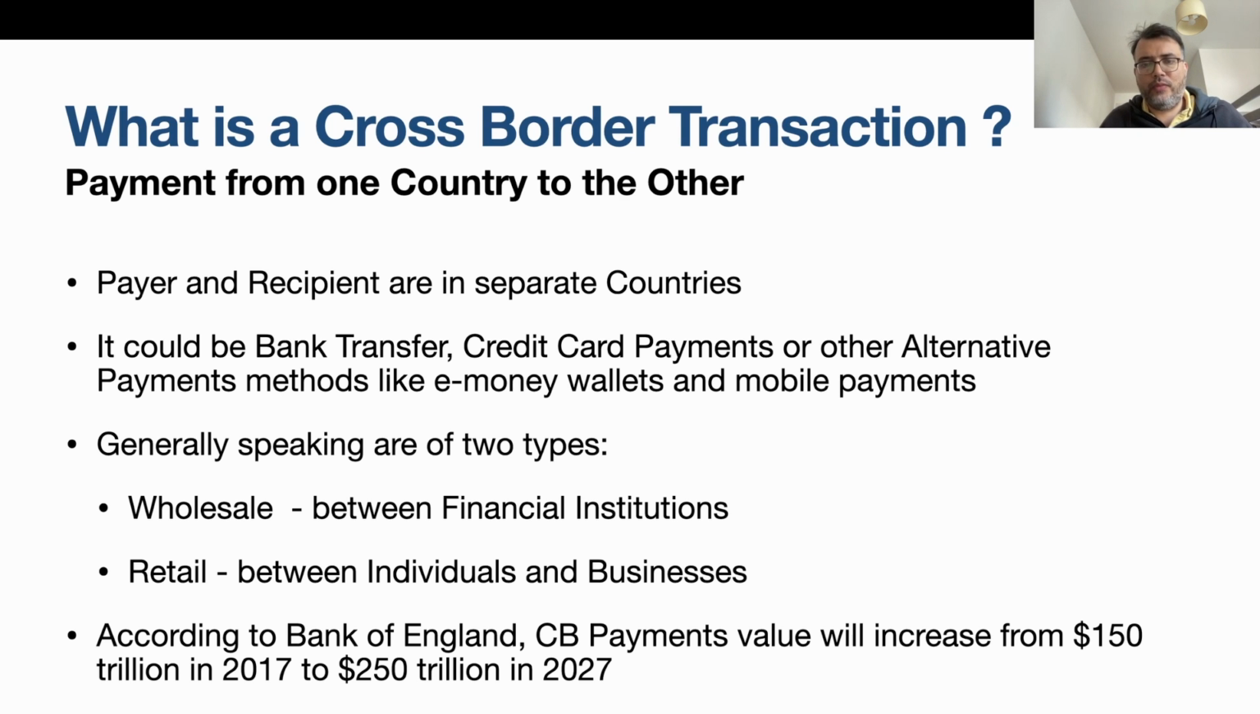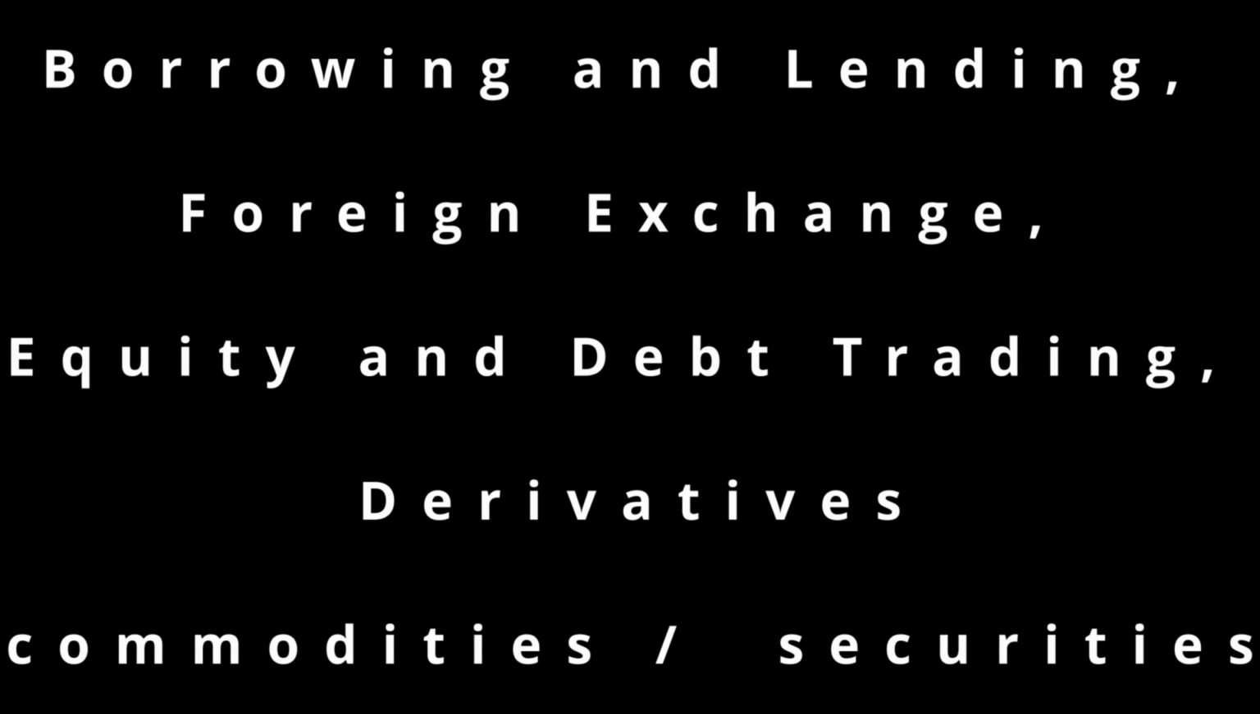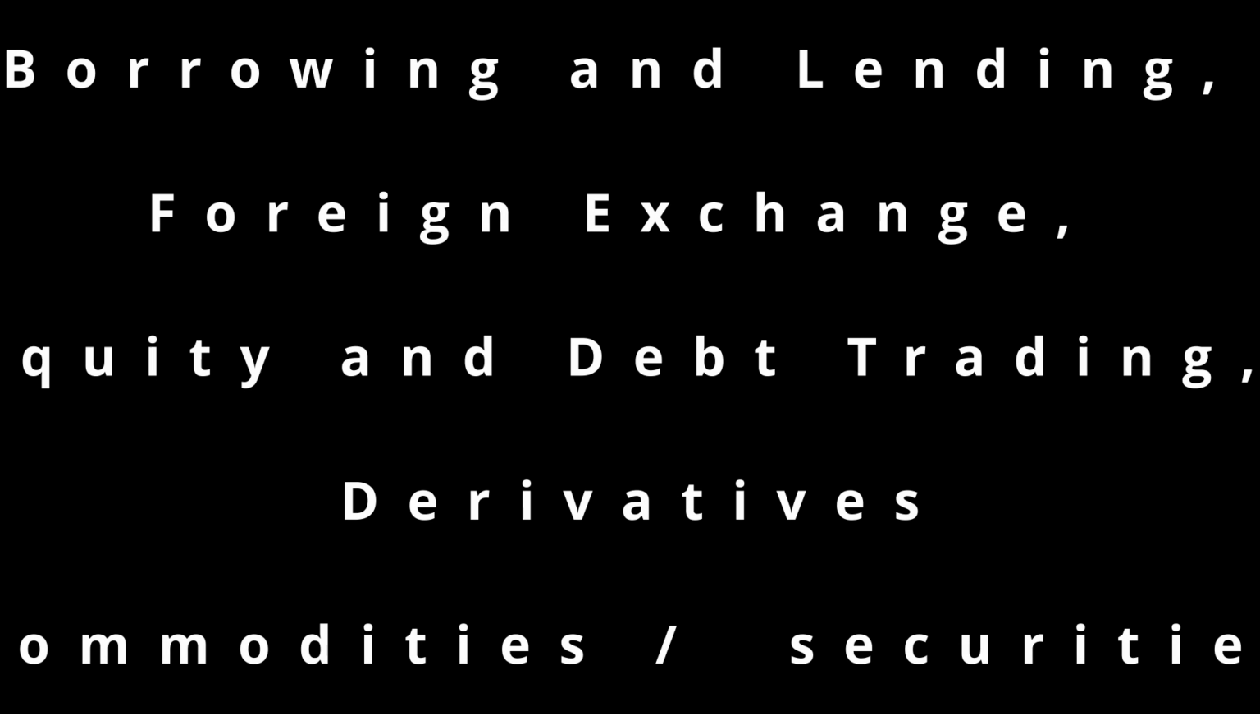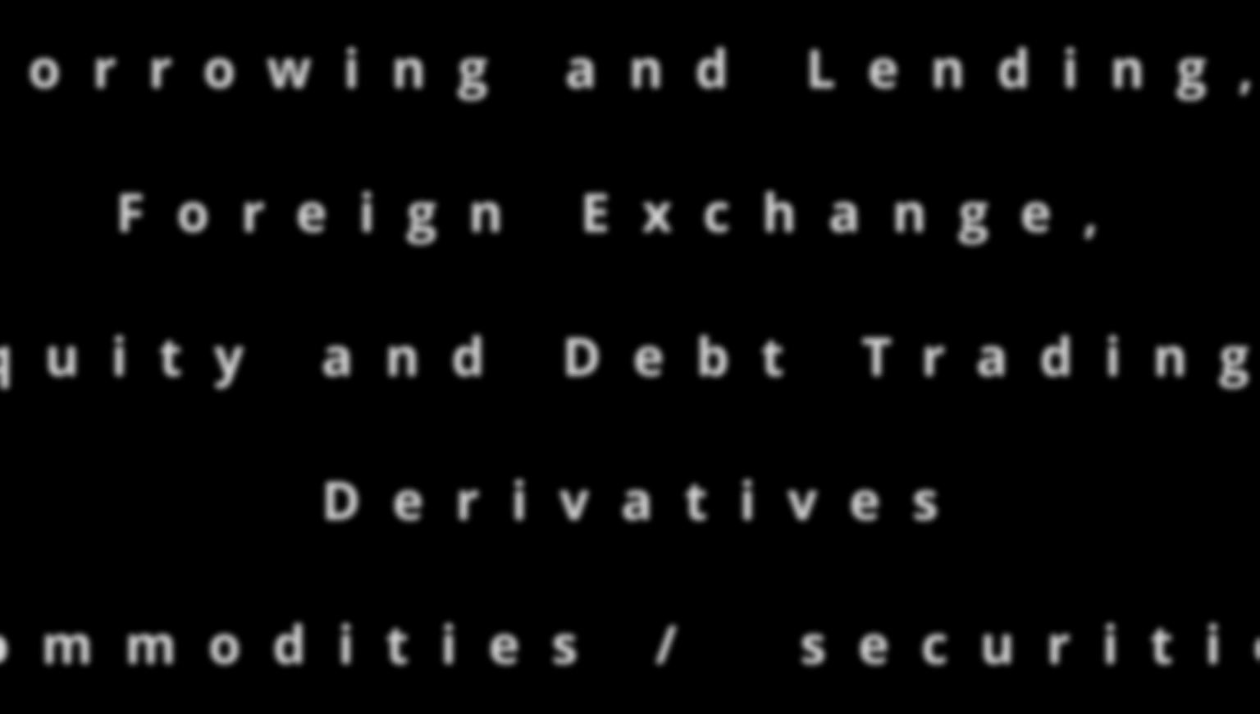However, the concept here is that the payer who is going to make the payment and the recipient who is going to receive that payment happen to be located in different countries, and hence we call it a cross-border transaction. Now, generally speaking, there are two different types of transactions. One is the wholesale transaction. That is a transaction which happens between two institutions, for example, a bank that has initiated a transaction with another bank, or a financial institution for that matter with another one. In that case, it's a wholesale transaction.